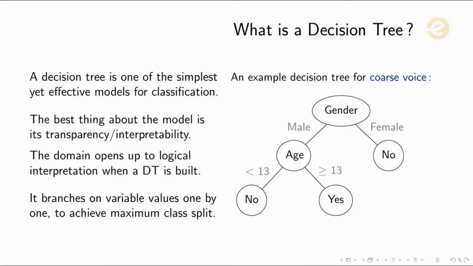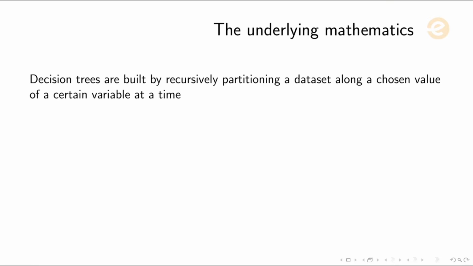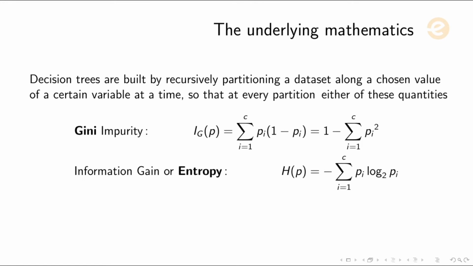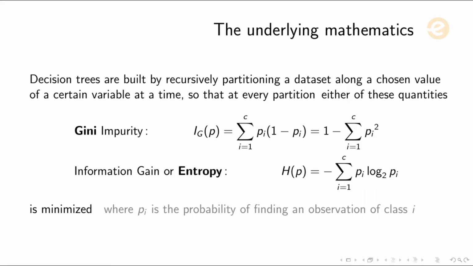Before going to build a tree, we'll take a short look at the mathematics behind the decision tree. There are actually two measures for deciding whether to branch a particular node: the Gini impurity or the entropy. These are the formulas for the Gini impurity and entropy, and either of these quantities needs to be minimized so that the splitting is efficiently done. Here p_i denotes the probability of finding an observation of class i within a node, and C is the number of classes.